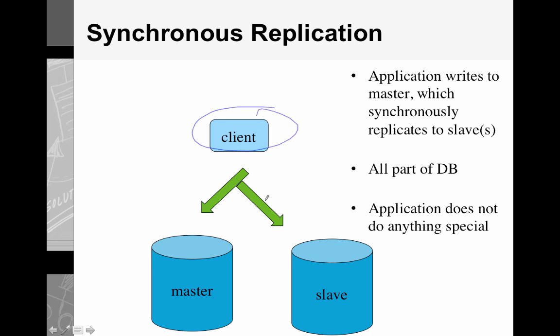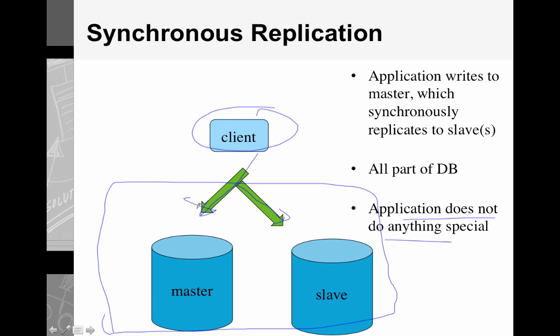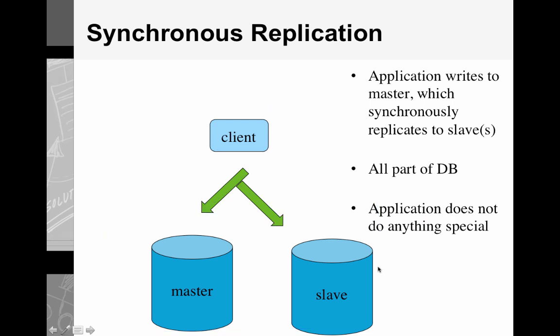So here's a client. It's doing an update transaction into the master. As part of that particular update, there will be a synchronous update that will be taking place on the slave. Now, all these things are considered to be part of the database. The clients don't really have to do anything. The application does not do anything special. The application simply writes to the master endpoint, but as part of the database, it replicates it to the slave. We'll see how these things work later on when we actually start getting into a very specific database like the MySQL database in combination with the AWS RDS service.